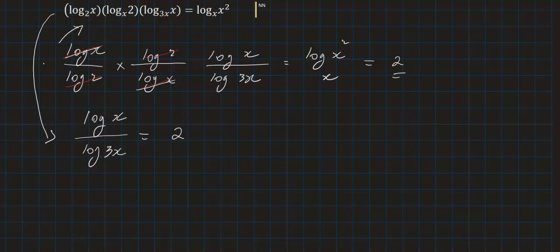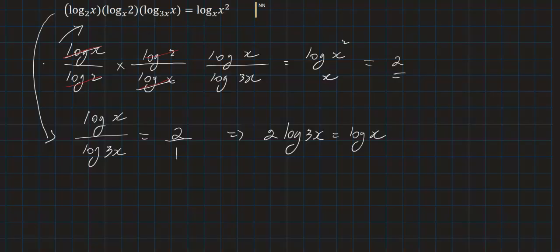Now we have a rational expression. So in here, I'm going to multiply both sides by the lowest common denominator, or you can cross multiply if that's what you want to do. The same idea, is a shortcut. So 2 times log of 3x equals log of x.